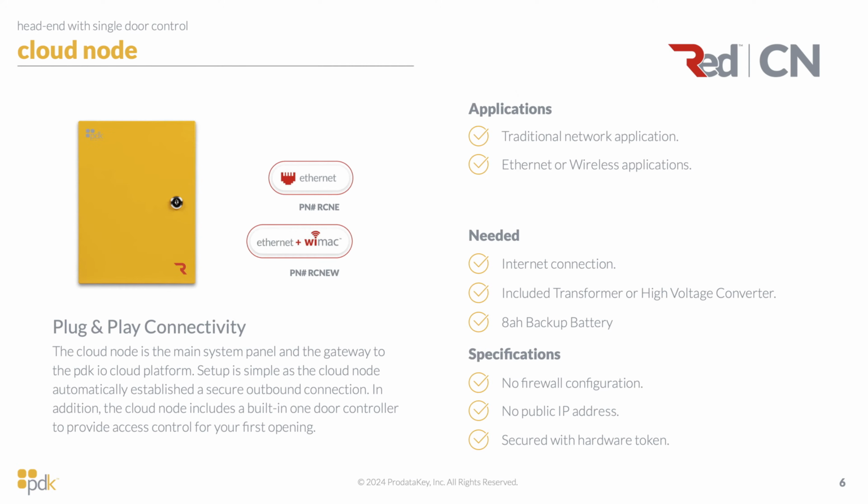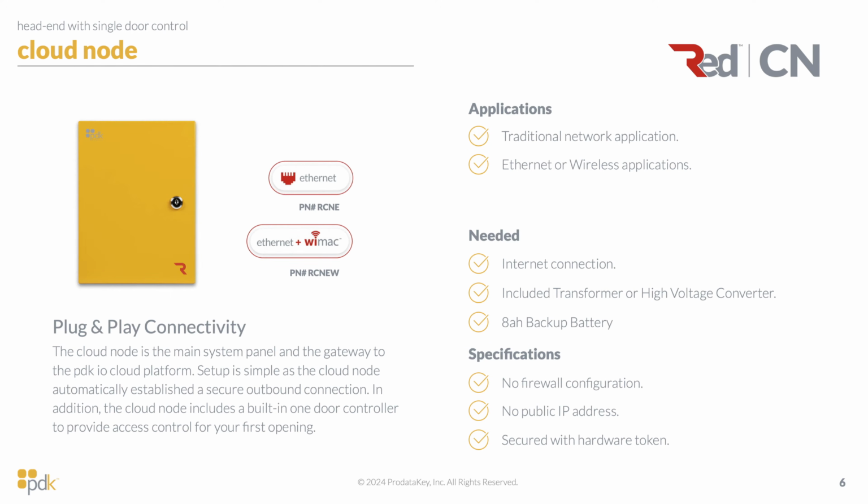So starting with the cloud node, a breakdown of the different types, we have the RCNE and the RCNEW. Those are the part numbers. They're very complex. It stands for Red Cloud Node Ethernet and Red Cloud Node Ethernet and Wireless. Try to remember that. Try to keep up. So we have got our Ethernet only one, and we have our Ethernet and wireless one.